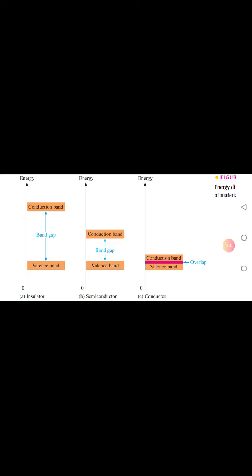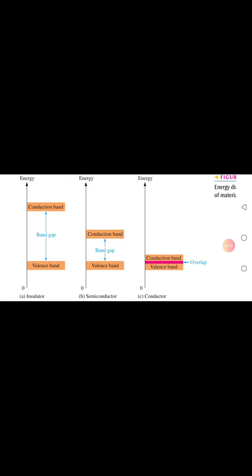So these band diagrams represent the conductive properties of a conductor, the insulative properties of an insulator, and the semiconductive properties of a semiconductor. Now first see figure A, which is the band diagram of an insulator. The arrow is showing energy levels. The arrow is pointing upward. It means in the upward direction energy is increasing.